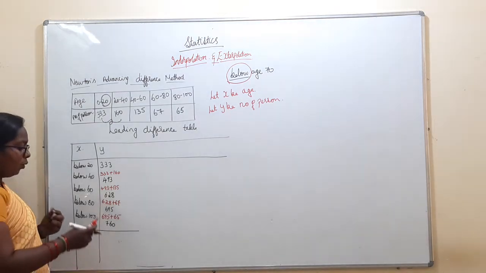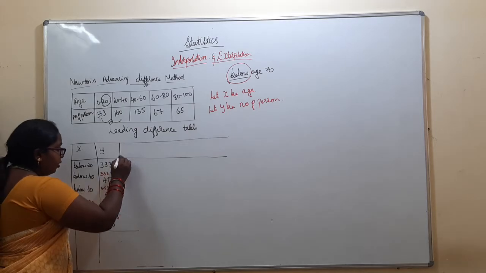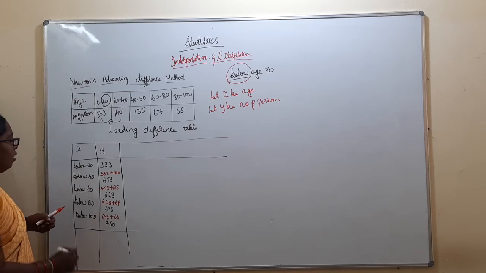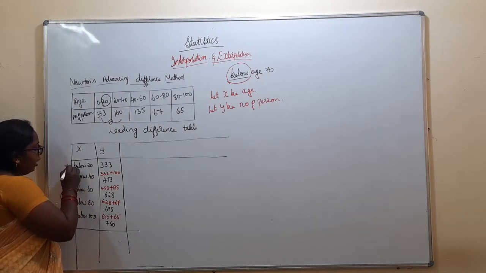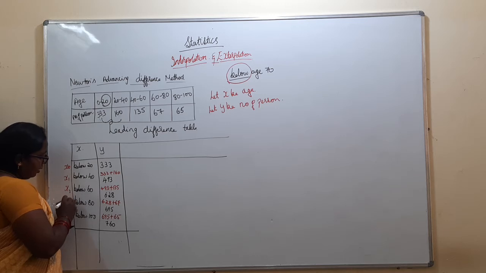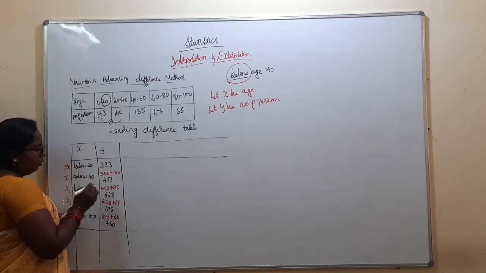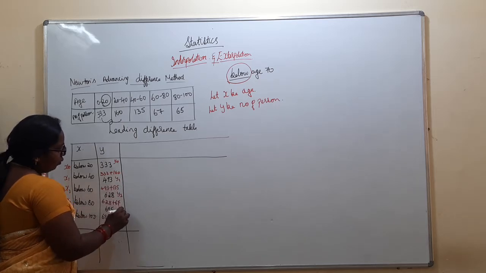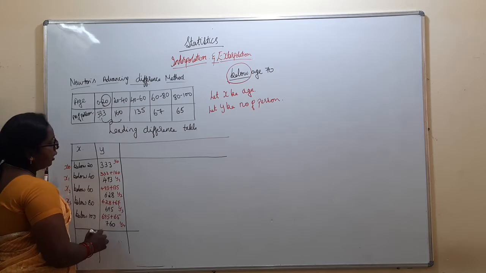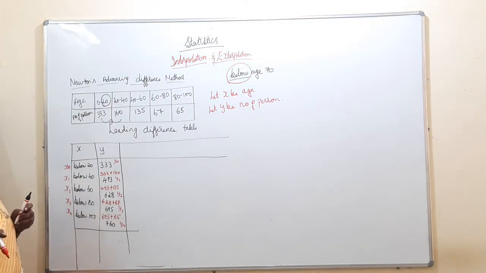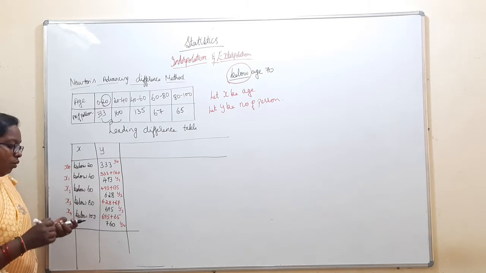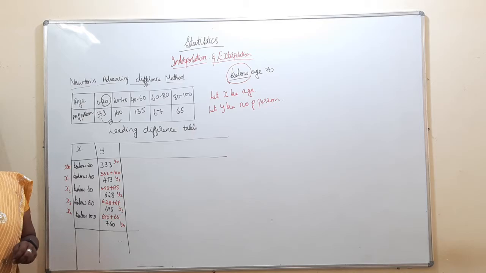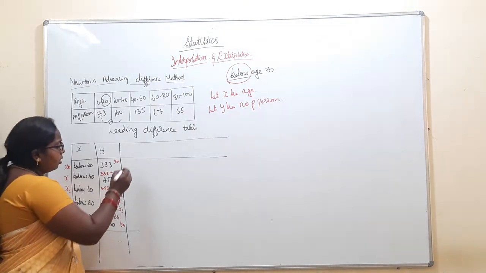I need to take the cumulative when we are converting two variables into a single variable, and this will be my x0, x1, x2, x3, x4. Here will be y0, y1, y2, y3, y4. There are 5 values, my y are 5. I need to do my difference calculation, so the leading difference table I will be doing here with delta.